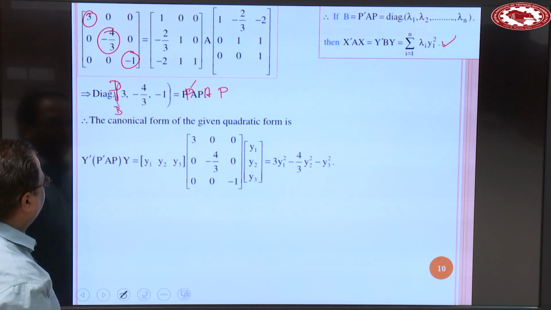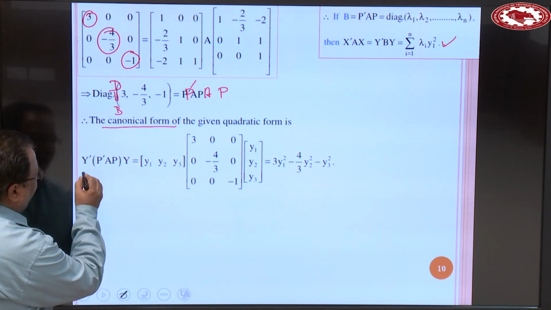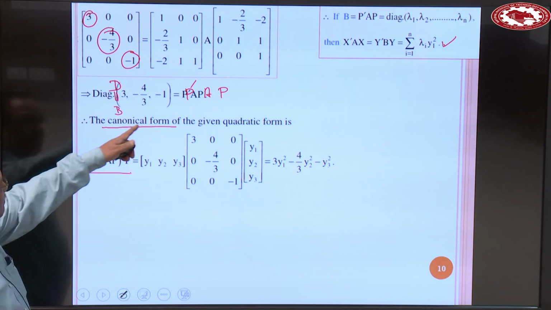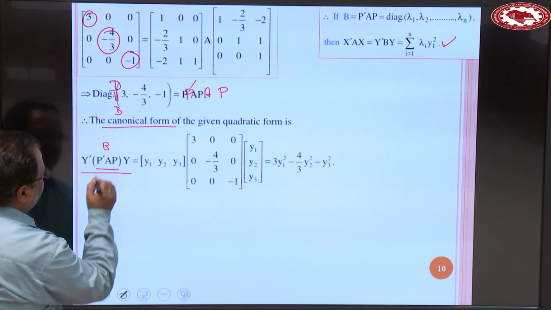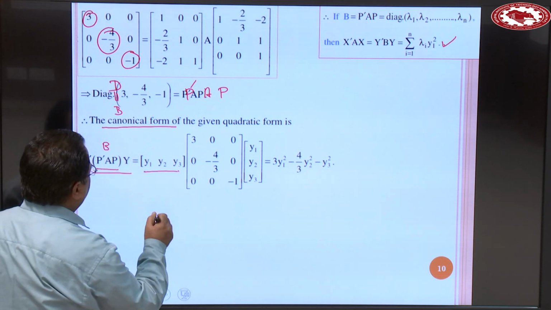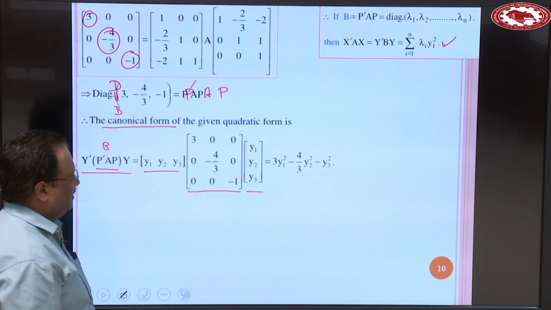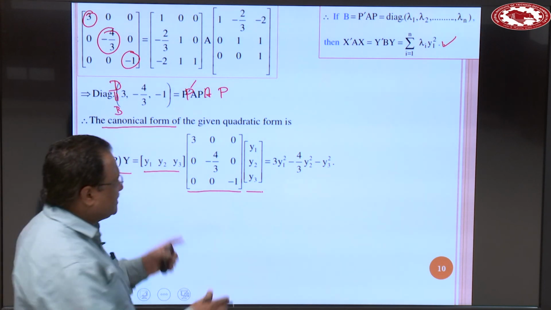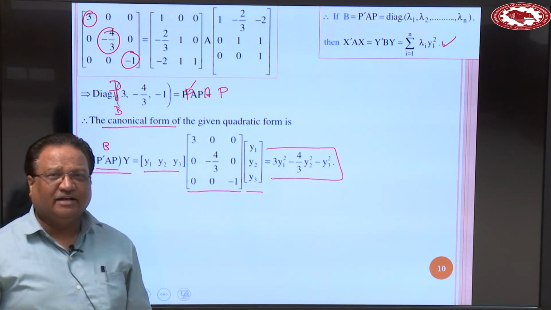P dash AP. So the canonical form of the given quadratic form is y dash BY, but B is P dash AP. B is this, y dash is this, and y is this. So when you multiply these three matrices, you will get this one, and this one is nothing but the canonical form.